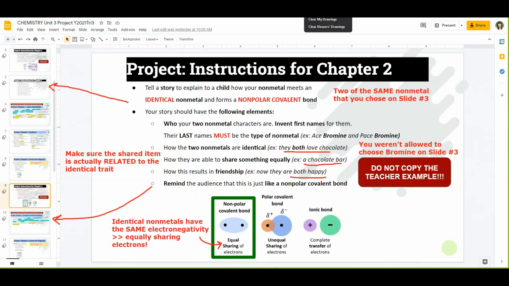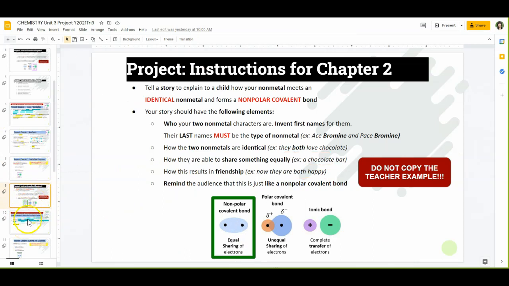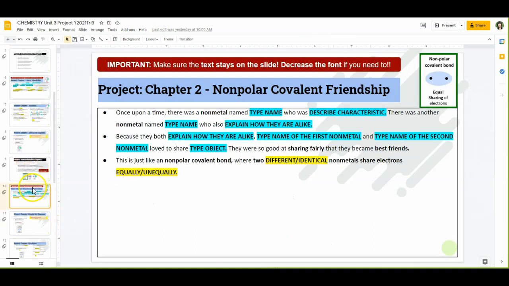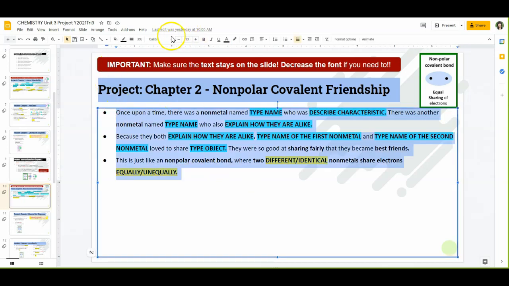All right, so that's our instructions. Let's go ahead and take a look at slide number 10. You don't need to write anything on here, you just need to write it on slide 10. Please make sure that your text stays on the slide. If we can't see it when you submit it, you don't get graded for anything we can't see. So if you need to, make sure you decrease the font. You can decrease the font by highlighting everything and then changing the font size number up here.